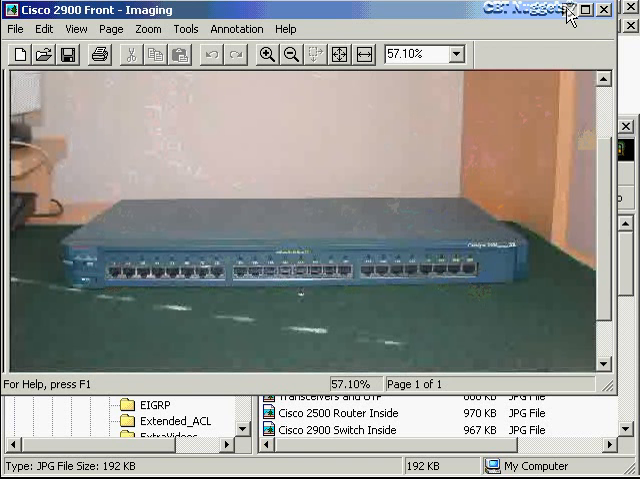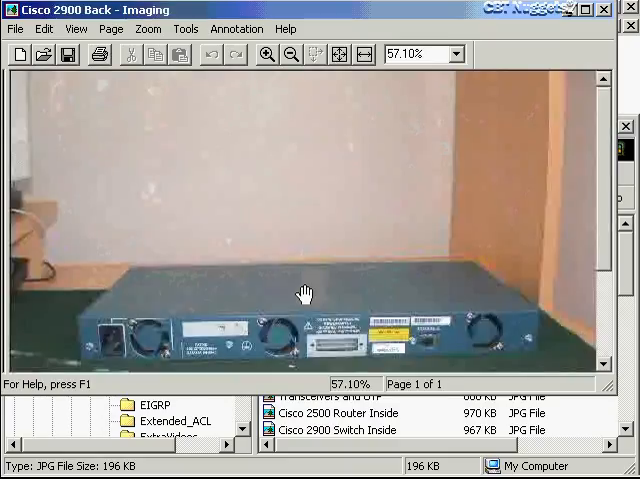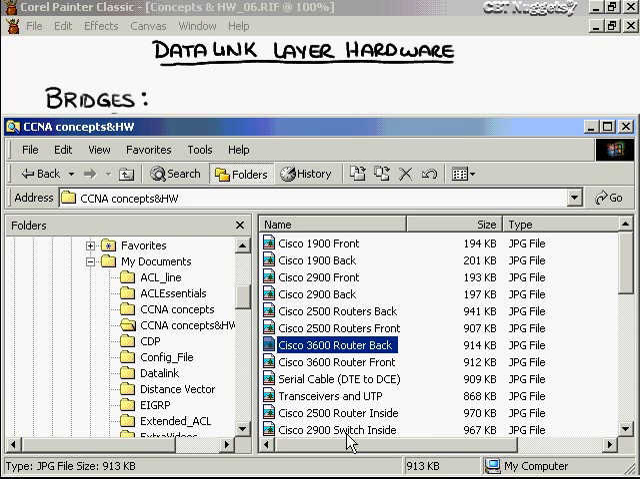You'll find that the back of this device is similar to that of the 1900 back, in that it has the power receptacle, a number of fans, and the console connection, and then the DC capability for power as well. We're also going to take a view at the inside of a 2900, and we're going to find that here.